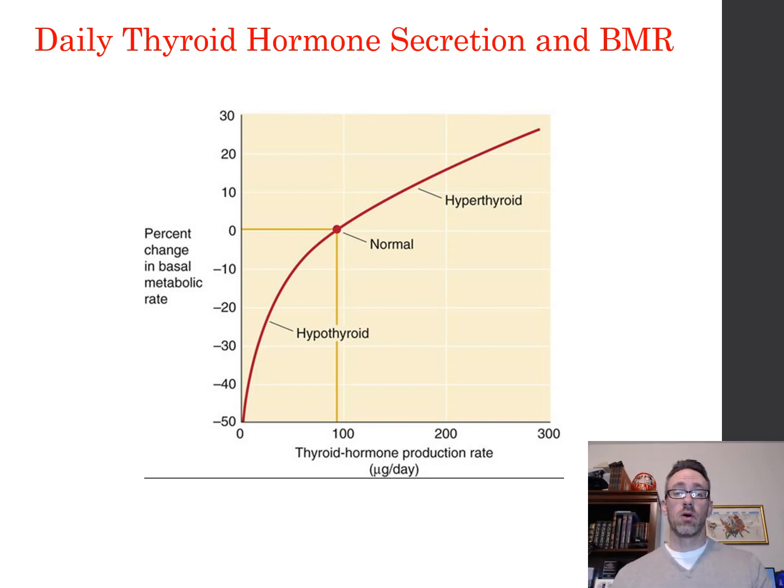But what happens if we drop further than 50 micrograms? If we go below that, say to 25 micrograms, you'll see that we drop to about 30% of our basal metabolic rate. So it drops very quickly. Whereas if I go up to, say, 175 micrograms, or even 200 micrograms, I'm not even at 20% yet. So it's much more responsive to drops in terms of its percent effect on basal metabolic rate. It's more sensitive to a drop in the hormone production rate than it is to an increase.